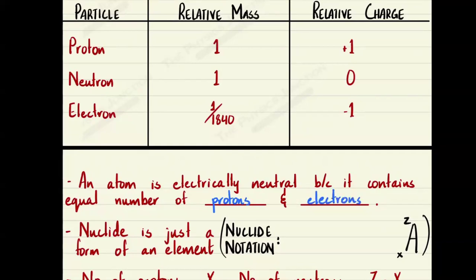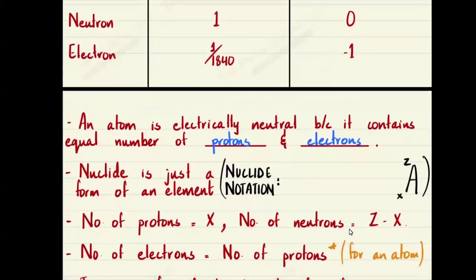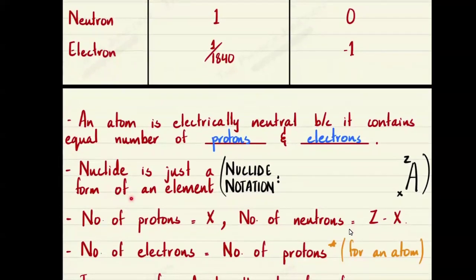Sometimes and occasionally this is asked, it is a syllabus learning outcome of yours, which is to say that what is a nuclide? A nuclide. So this is just a form of an element. So this could be an atom on its own. It could be an ion which is formed by the transfer of electrons. So nuclide is just a way of representing what it is. So it's just a form of an element. Alright, so the nuclide notation is written like this.